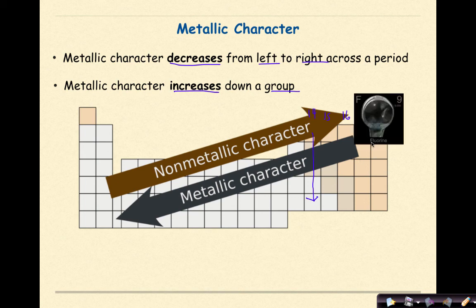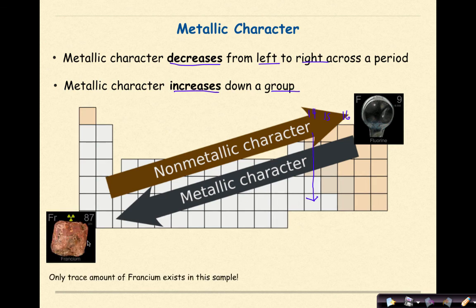Fluorine, which we see right here, is our most active nonmetal on the periodic table, and it is located in the upper right-hand corner. We contrast that with francium, which is found at the lower left-hand corner of the periodic table. And in this image of francium, there's only trace amounts that exist in this sample for very small amounts of time.